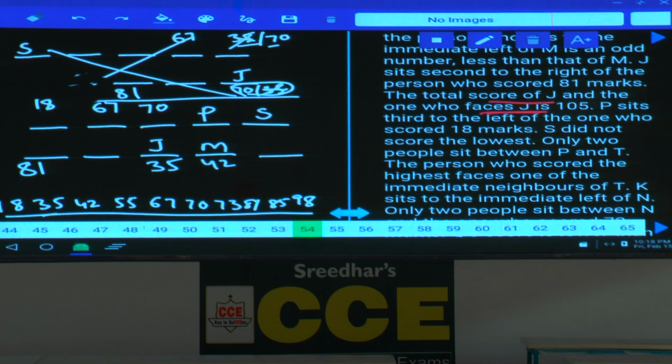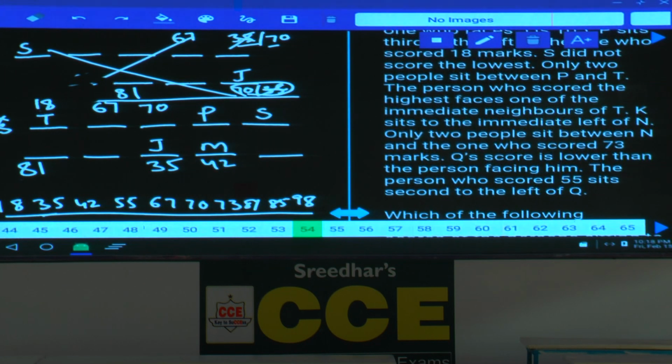Next one. S did not score the lowest. As S did not score the lowest, S cannot be 18. As S cannot be 18, next one, anyhow S is already here, and only two people sit between P and T. As only two people sit between P and T, where should this T be? T scored this 18 marks. The person who scored the highest faces one of the immediate neighbors of T.